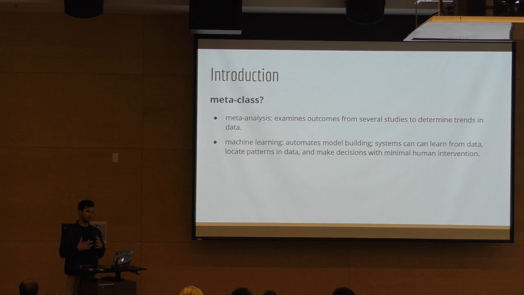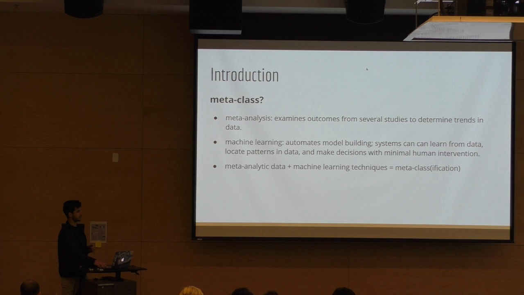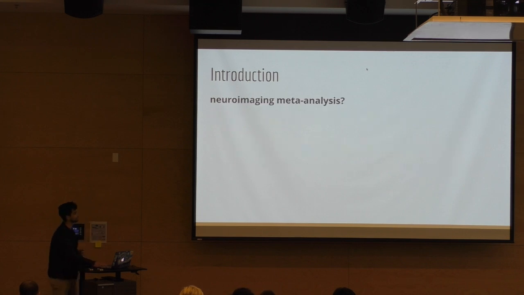So this got me thinking, right? In meta-analysis, we have data that might lend itself to an approach like this, and so I thought, well, if we take meta-analysis and we pair it with machine learning techniques, could we come up with some kind of a meta-classification, right? Meta-class.